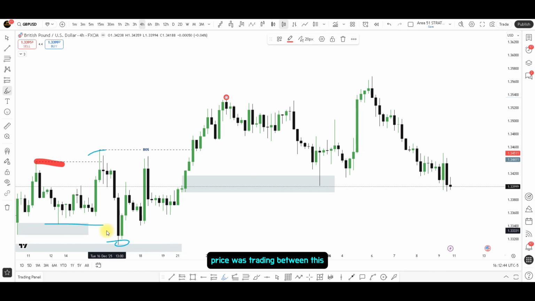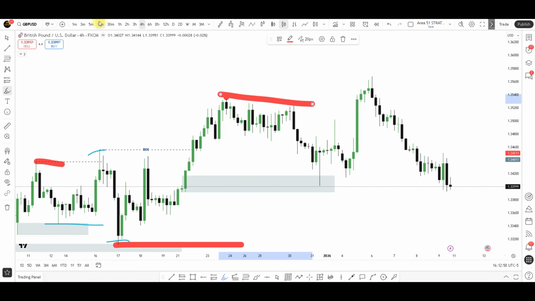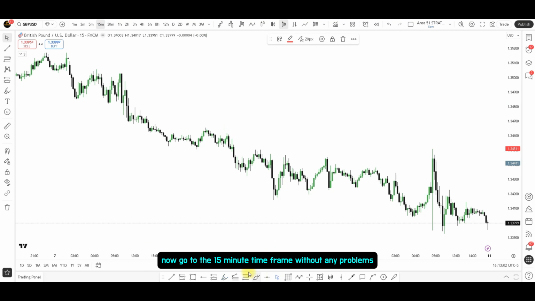Price was trading between this higher low to this higher high. So from here to here is where the market was trading. This is what we call the internal market structure. Price comes back to a higher time frame demand zone. Now go to the 15-minute time frame without any problems.